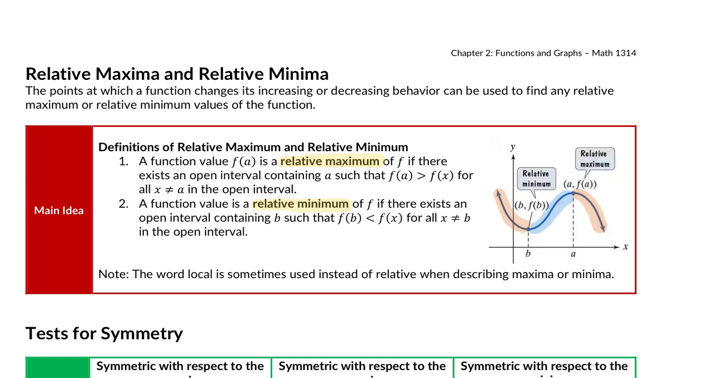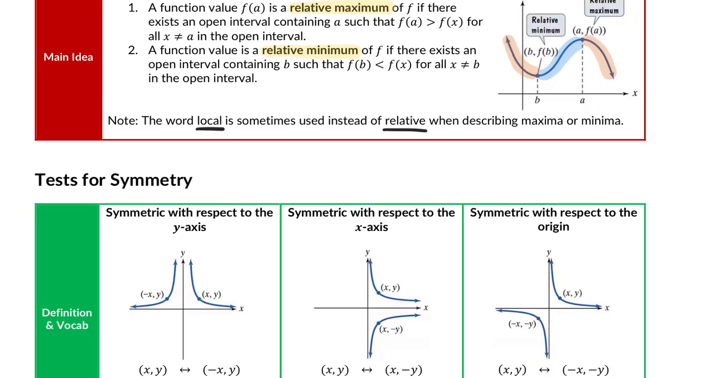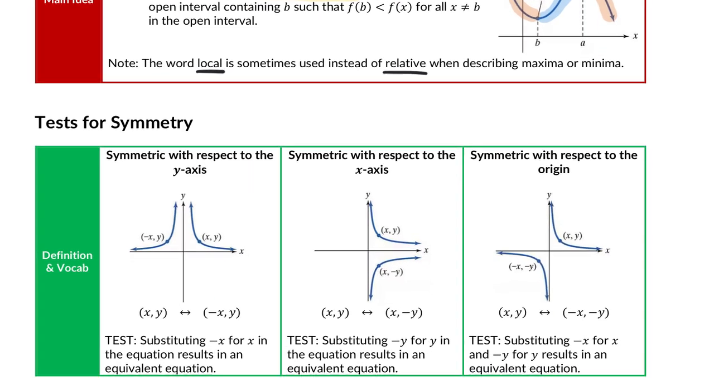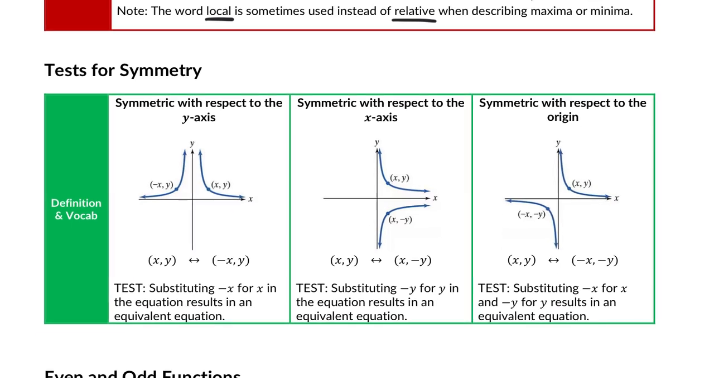Just a little side note, sometimes the word local is used instead of relative. They mean the same thing. So relative minimum, relative maximums, same thing as local minimum and local maximums. I know I'm throwing a lot at you and you're going to practice on your own. So just highlighting things that are important for us is what we're doing right now.